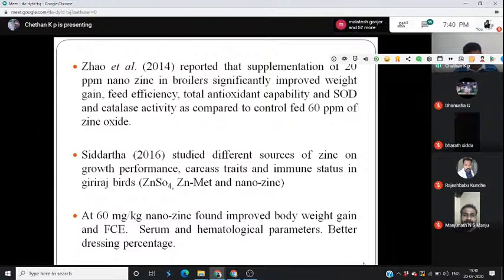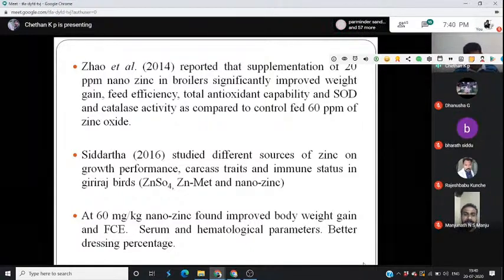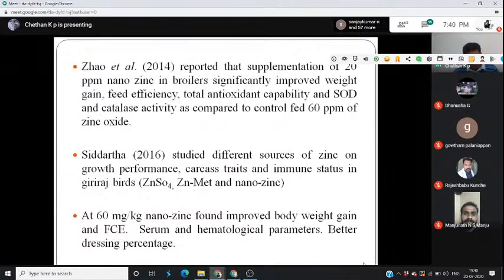Another work, by Siddhartha, was conducted in Bangalore, at the Veterinary College, Poultry Department. He studied different sources of zinc on growth performance, carcass traits, and immune status in Giriraja birds. He used zinc sulfate, the inorganic source, zinc methionine, the organic source, and nano zinc. He found that 60 milligrams per kg of nano zinc improved body weight gain and feed conversion efficiency, and even the serum and hematological parameters were better compared to the inorganic and organic sources. Even the carcass dressing percentage was better in the nano zinc supplemented group.